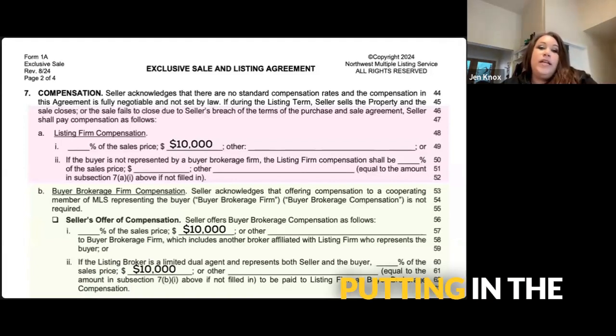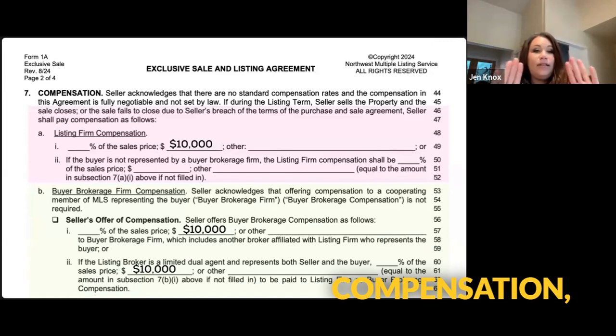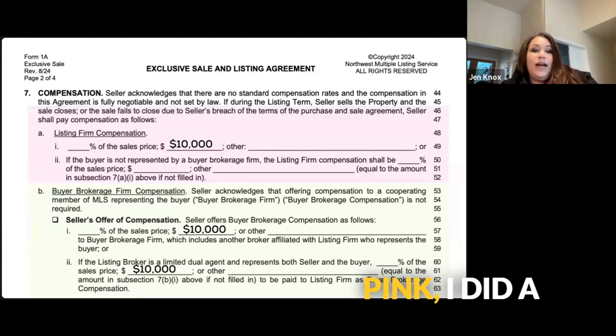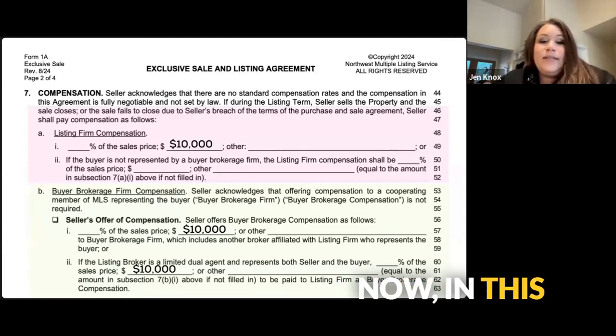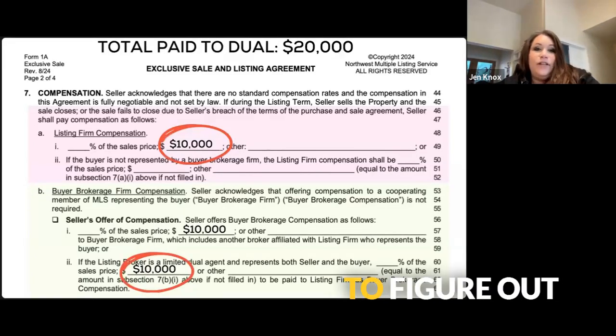Now, when it comes to actually putting in the compensation, this is the part where people get the most confused. So I wanted to color code this just as a reminder that we are looking at compensation as two separate parts: buying agent and selling agent compensation. So in the pink, I did a buyer's agent compensation of $10,000, and in the green, a seller's agent of $10,000. Now, in this particular example, we will be looking at these two numbers here to figure out what a dual agent would be paid out in the event that it happened with this contract in place.